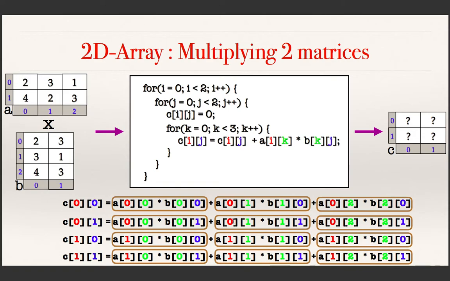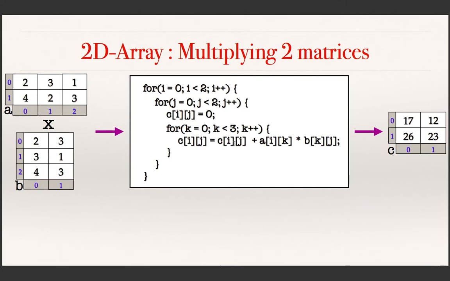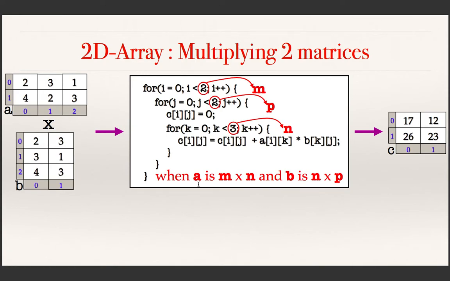So maybe you can look at it more carefully offline, and that is how you multiply two matrices when it is possible. This is the same code, and if you perform this on these two matrices, you will get the value as shown here. If you generalize, when the A matrix is of order m by n, the B matrix must be of order n by p, and then this is the structure.